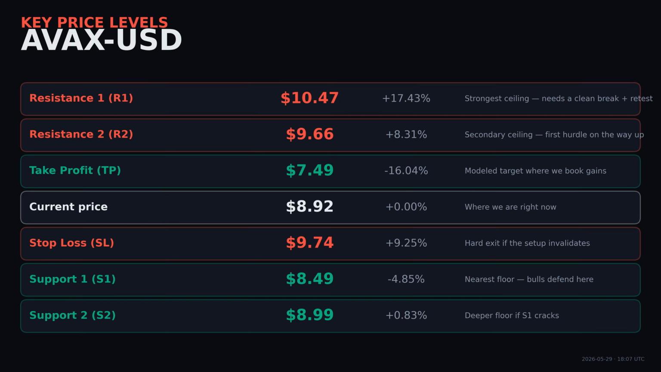Let's talk key levels, because every trade is really just a conversation between support and resistance. On this slide, you've got 2 resistance levels above price, 2 support levels below, plus our TP and SL inside that range. If price breaks above R1 cleanly and holds it, that's the green light for the upside scenario. If it cracks below S1 instead, the long thesis is broken and you stand aside. The TP and SL aren't arbitrary numbers. They sit at logical inflection points, which is why this map matters more than any single indicator.